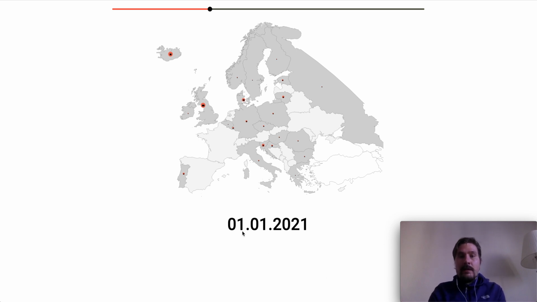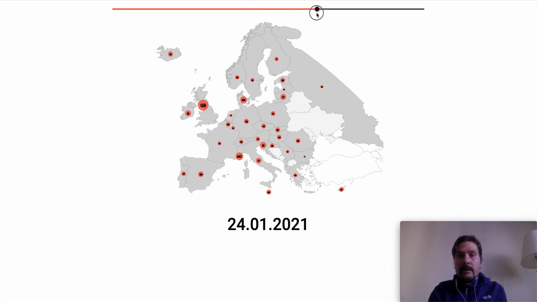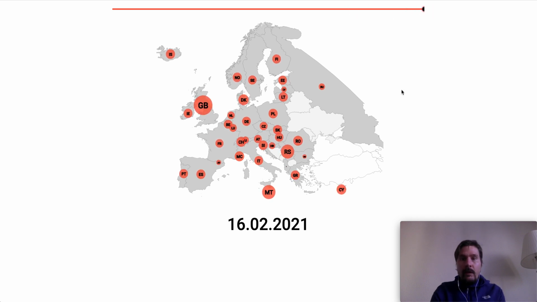As we can see, at the beginning of the year, on the 1st of January, some countries had started to vaccinate their population and some had not. Since then the situation has evolved quite a lot. By the 16th of February, maybe Great Britain, Serbia, and Malta had vaccinated a little bit more of their population than the rest of Europe.